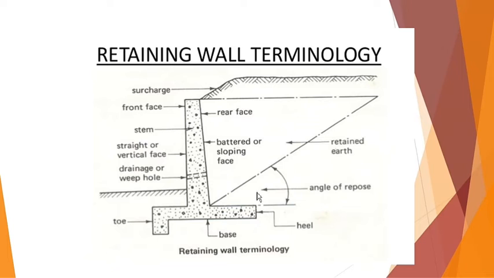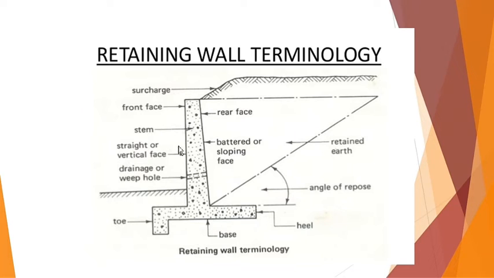Now next comes the retaining wall itself. The retaining wall has different components. This vertical part, which we usually visualize, is the stem, the vertical stem of the retaining wall. The front face of the retaining wall is visible to us, and this is the back face or rear face which is on the backfill side. Usually the back face is slightly sloped and the front side is vertical or straight.